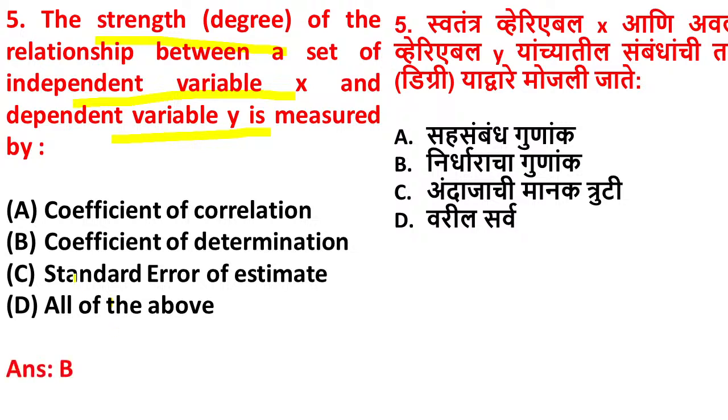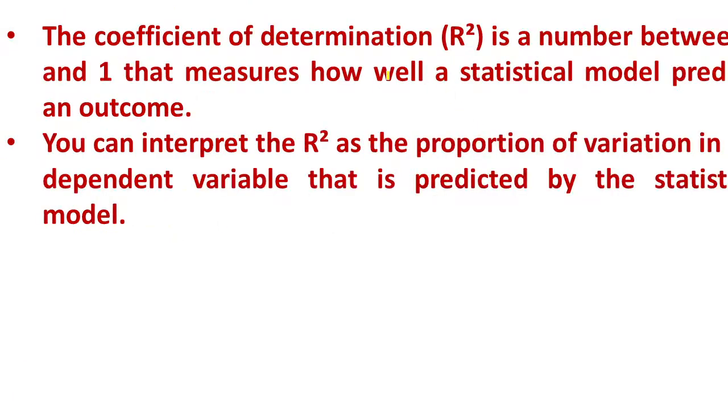Yes, here the right answer is option B, coefficient of determination. So option B is correct here. The coefficient of determination is denoted by r square, and it is a number between 0 and 1, and it is going to measure how well a statistical model predicts an outcome.